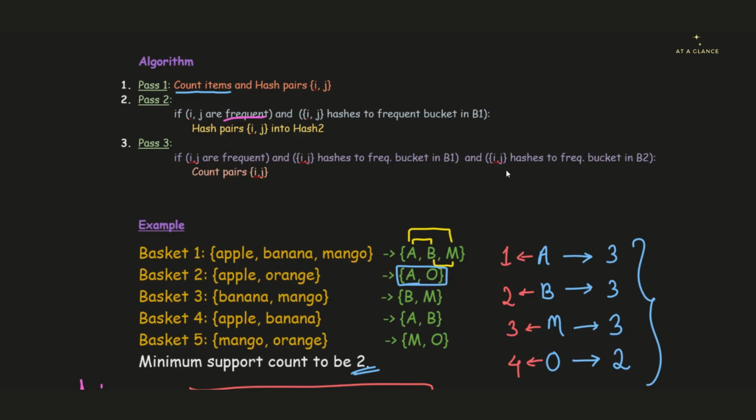And now the third condition is specified in such a way that the pair we are talking about has to hash to a frequent bucket in the second hash table. We already calculated the second hash table in pass 2, and we also created the buckets. We also saw which bucket is frequent. And now in this pass 3, if these three conditions are satisfied, then we count that particular pair as a candidate pair.